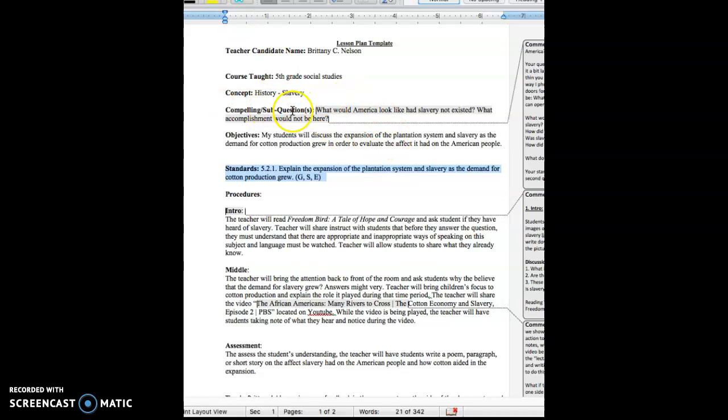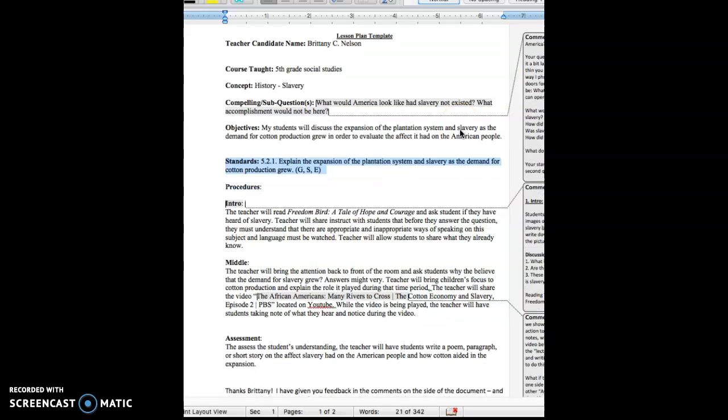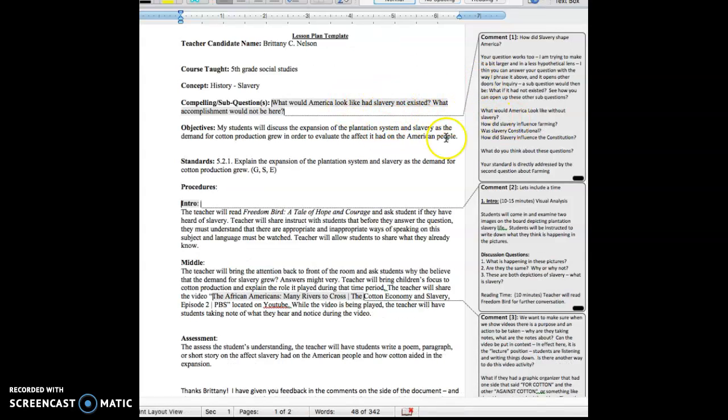Now, your compelling sub-question here is, what would America look like had slavery not existed? What accomplishments would not be here? In the comments to the other side over here, I don't think I can expand it. There we go. I think the big question you're asking here is, how did slavery shape America? And within that, you might ask, what if slavery had not existed?